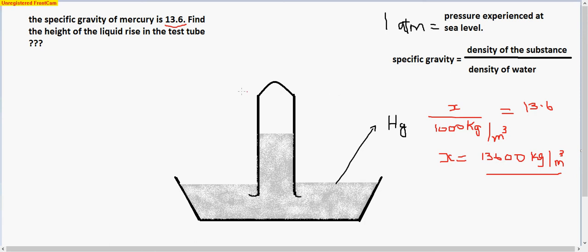Now what is the question? The question is height. The height of the liquid rise. Liquid rise is actually in brackets, in inverted commas. Liquid rise in the test tube. Now what is the liquid rise in the test tube when we consider the figure? This is the liquid rise, right? This much. It's the liquid rise. So let's put it as H.